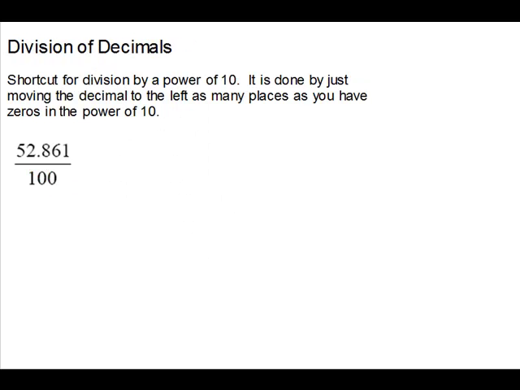Next, we're going to look at a shortcut for division by a power of 10. It is done just by moving the decimal to the left as many places as you have zeros in the power of 10. So if we want to do this problem, 52.861 divided by 100. In our power of 10, there are 2 zeros. That will move our decimal to the left 2 places, and this will give us 0.52861, and we would have a 0 on the left.